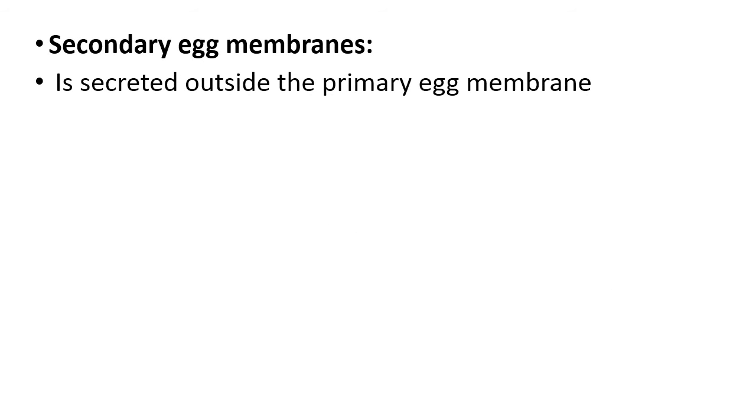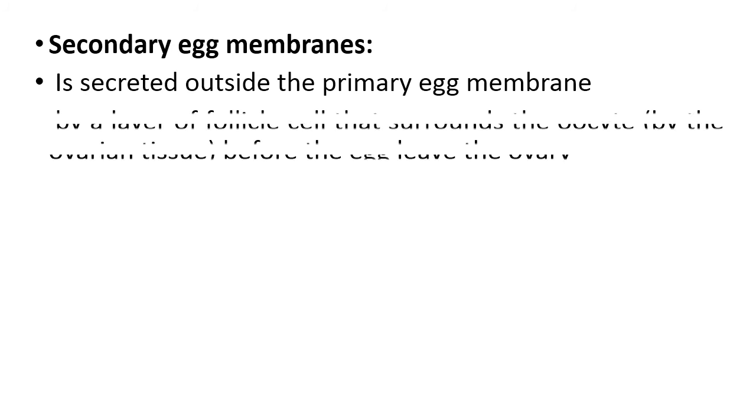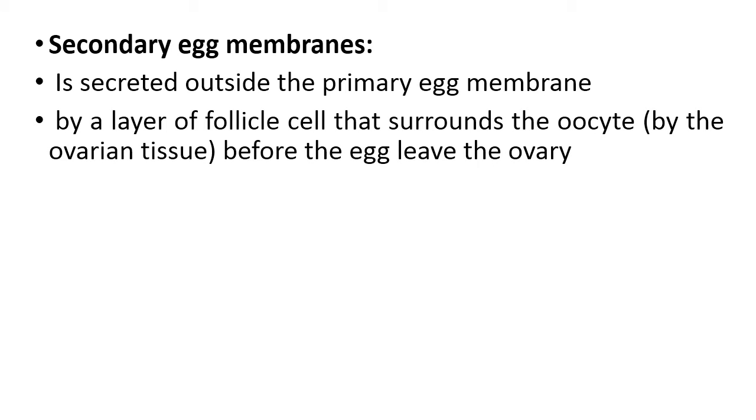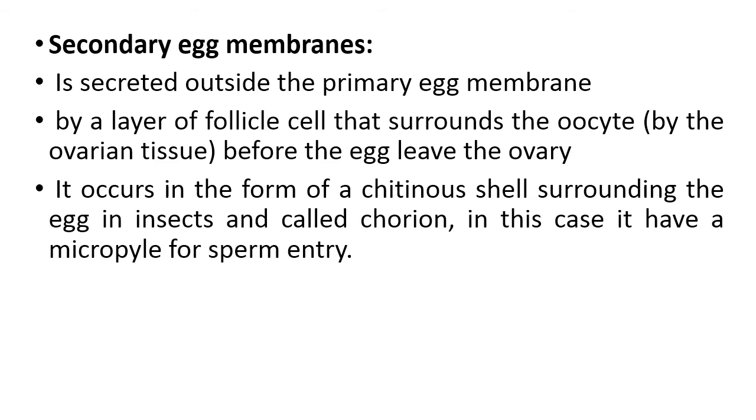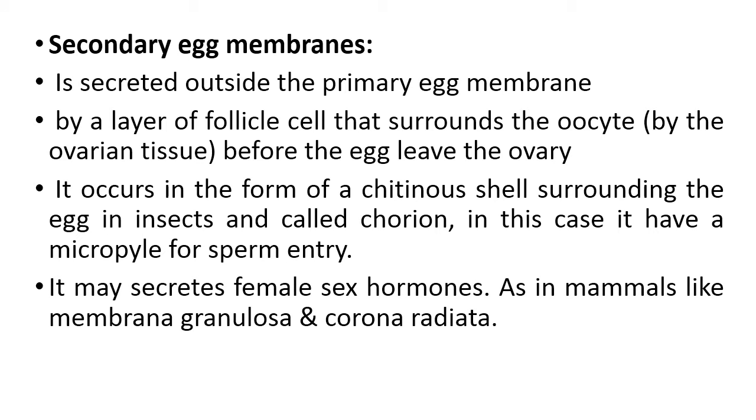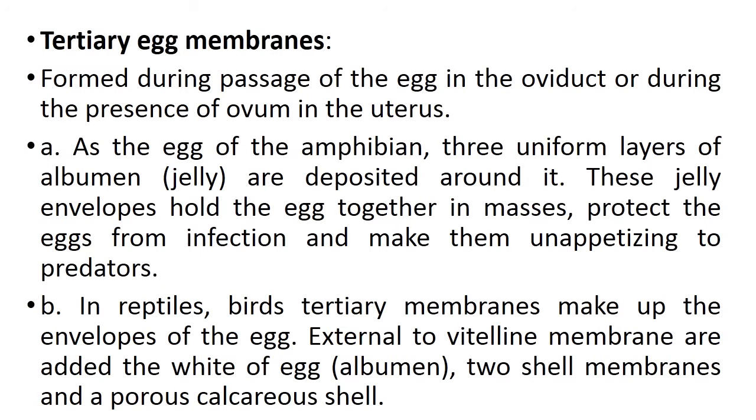Secondary egg membranes are secreted outside the primary egg membrane by a layer of follicle cells that surrounds the oocyte, by the ovarian tissue before the egg leaves the ovary. Or it occurs in the form of a chitinous shell surrounding the egg in insects, called chorion, in which case it has a micropyle for sperm entry. It may secrete female sex hormones as in mammals, like membrana granulosa and corona radiata.